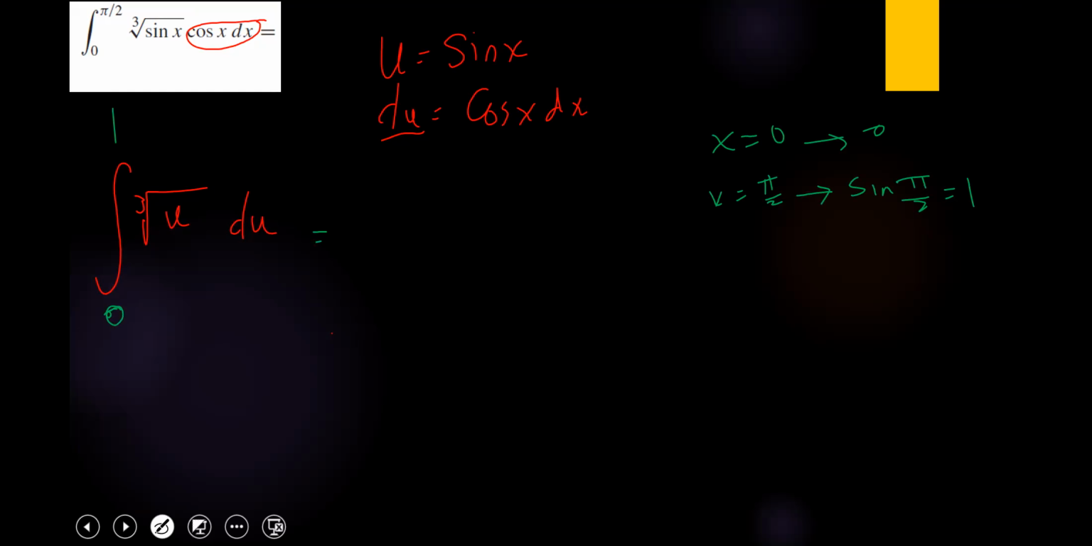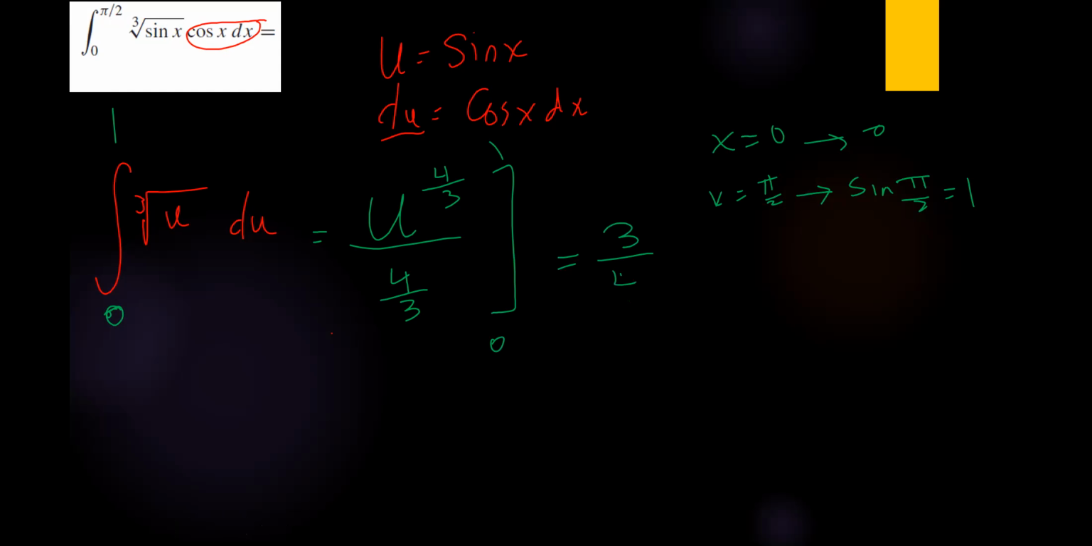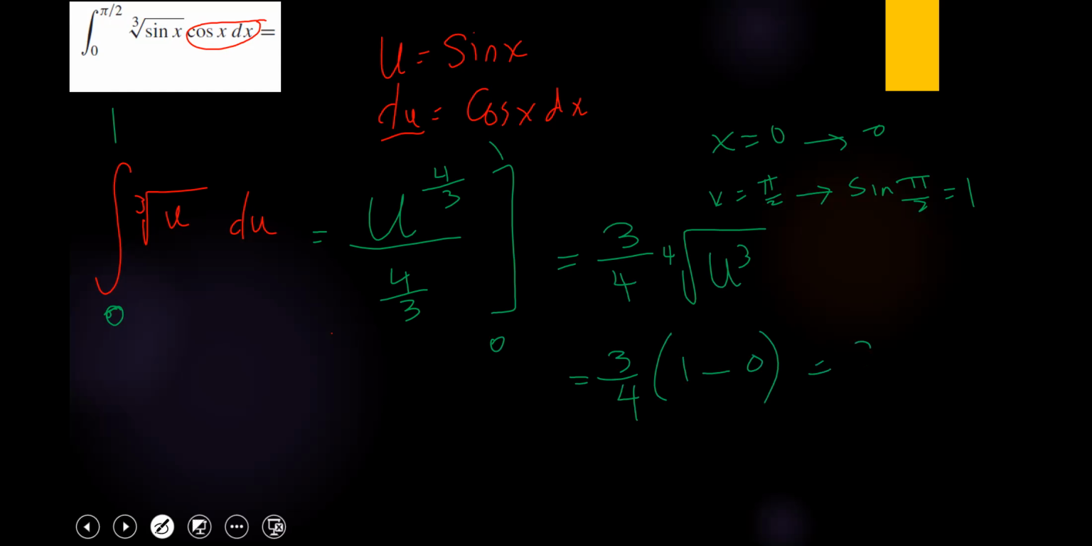Then it will be u to the power one third. So that means u to the power 4 over 3 over 4 over 3, which is one third plus 1, 4 over 3. This is here from 0 to 1. Then I have to say that it's 3 over 4 u to the 4 over 3, which is 3 over 4 times 1 minus 0. So the final answer here is 3 over 4.